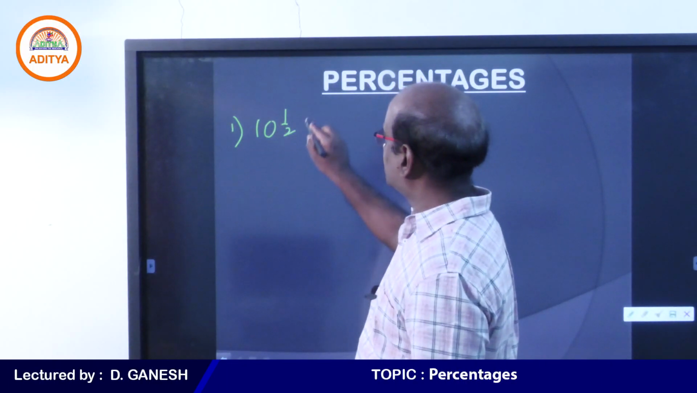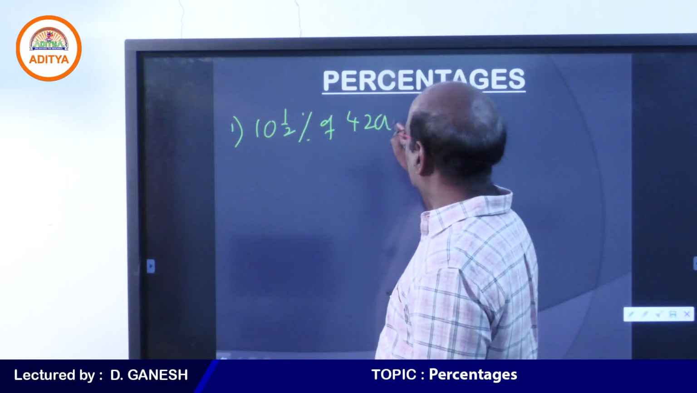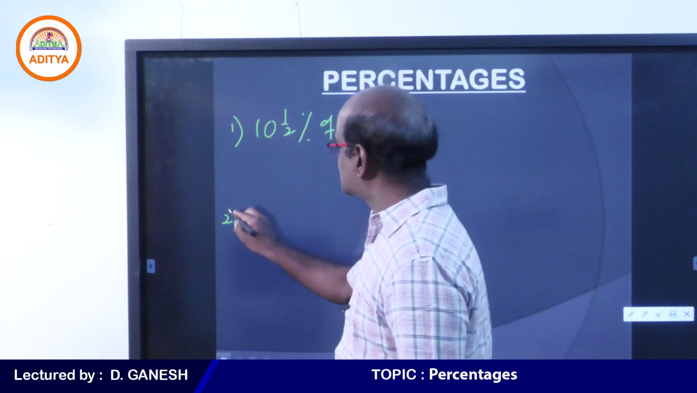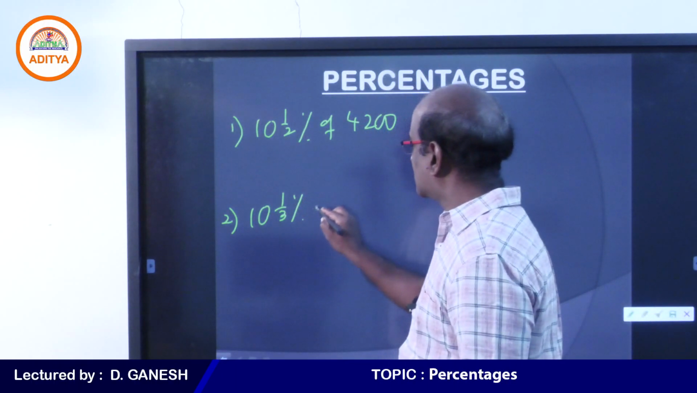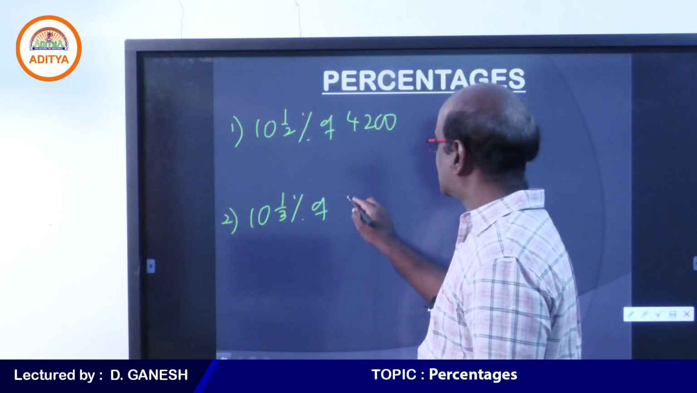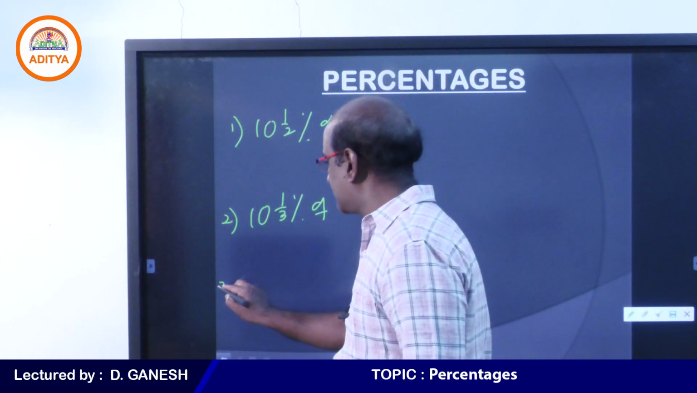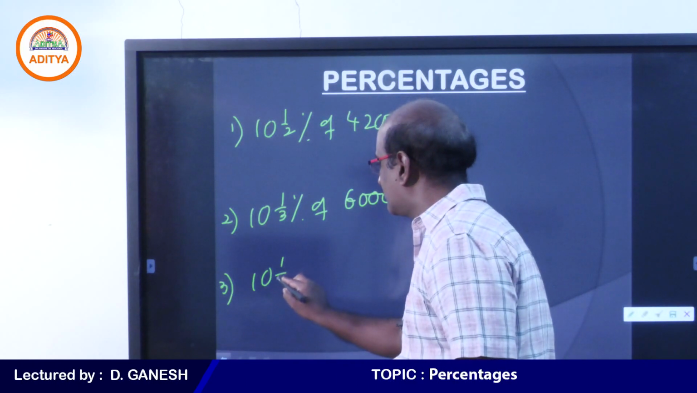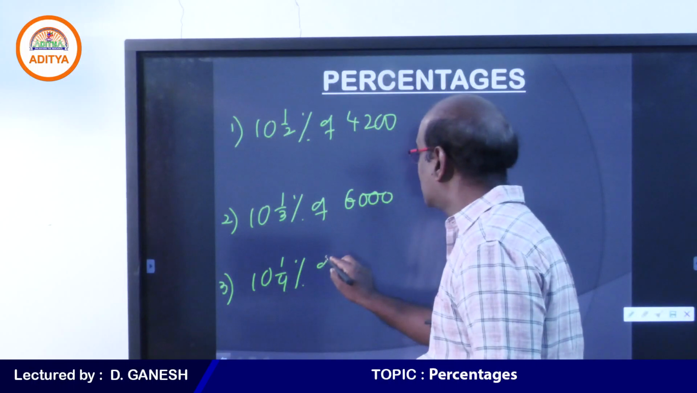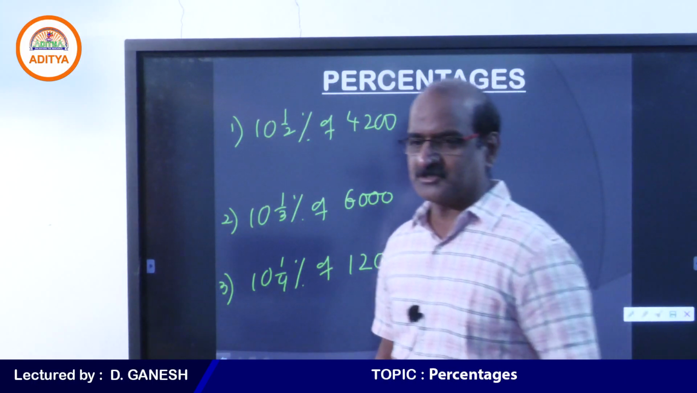10 1/2% of 4200 is equal to how much? 10 1/3% of 6,000 is equal to how much? Come on, make it fast. 10 1/4% of 1200 is equal to how much?